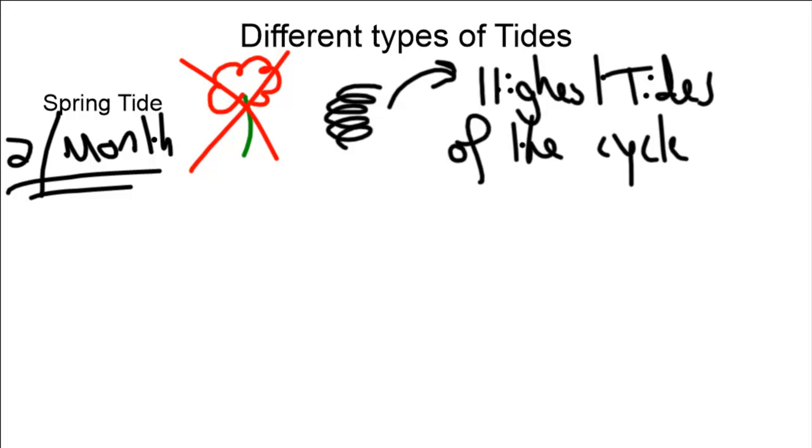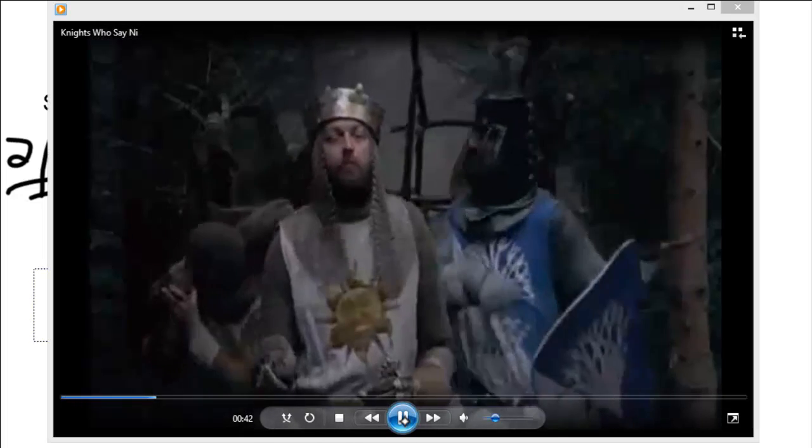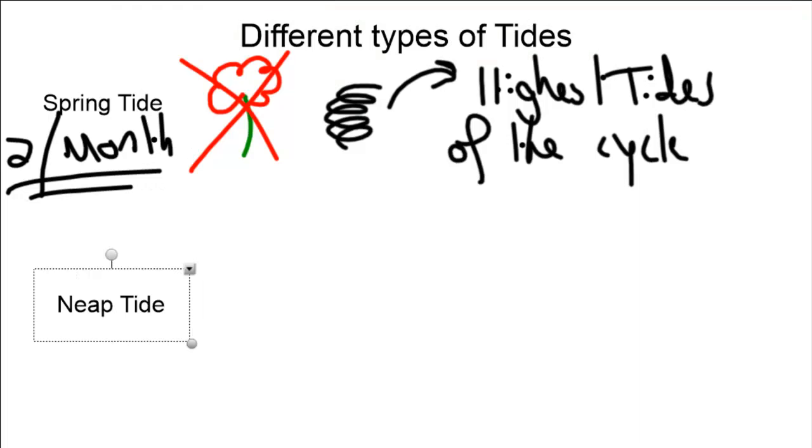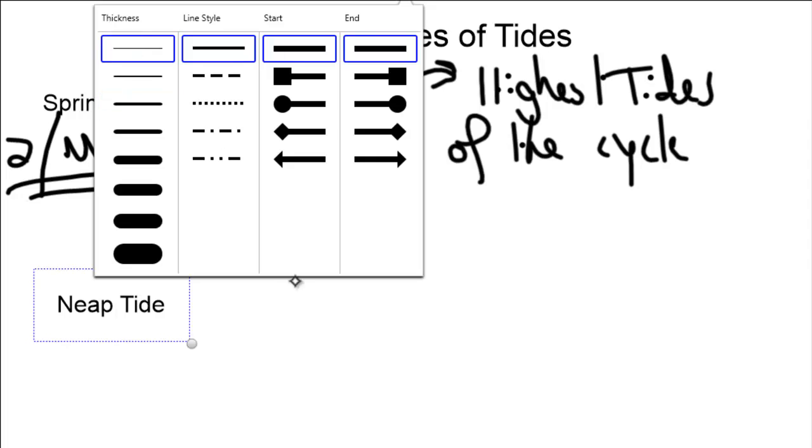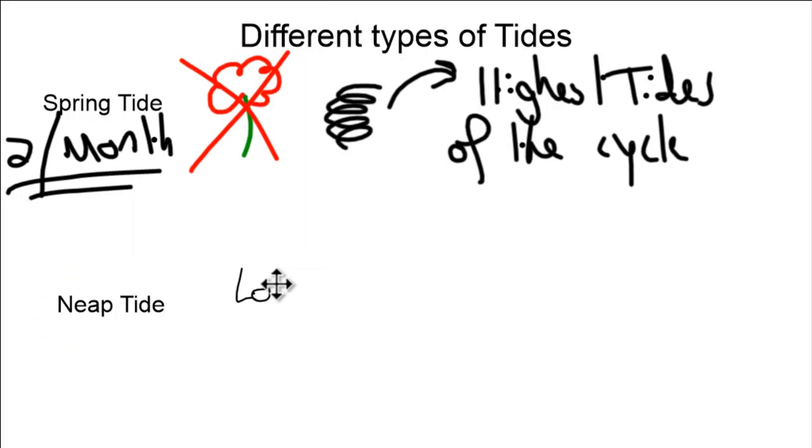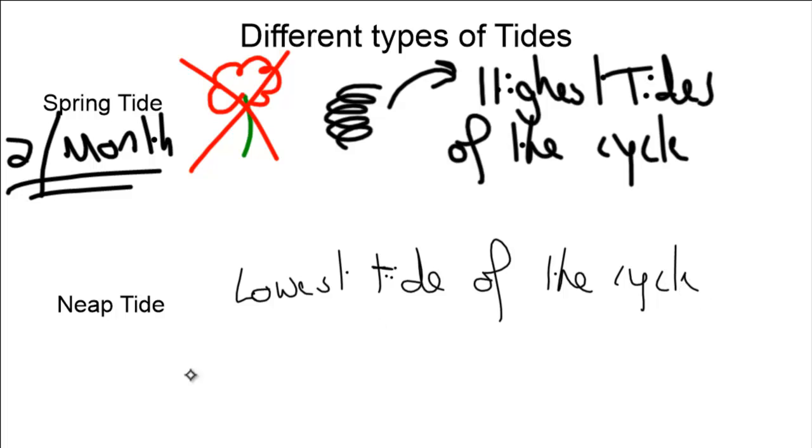The second type of tide that we need to understand is the neap tide. Yes, neap. I said it, neap. Yep, that's right, neap. Don't ask me why they call it neap. I think it has something to do with some old English word. But anyway, it's called the neap tide, all right? And the neap tide is one of the lowest tides of the cycle. So the neap tide is the lowest tide of the cycle. And it also happens approximately two times per month.